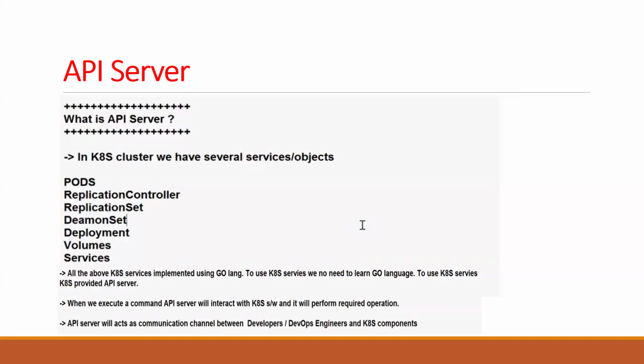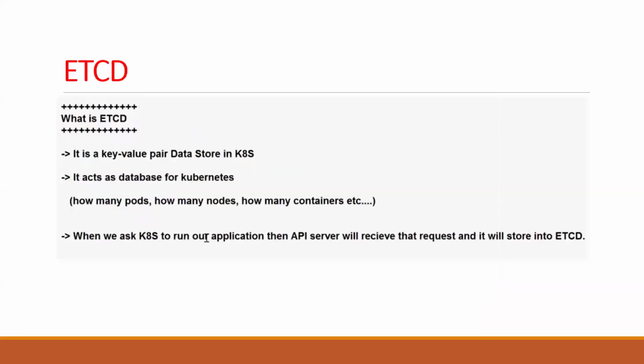When we execute a command against the API server, we interact with the Kubernetes software, something like kubectl apply -f. That is the command. We interact with the Kubernetes cluster software and it performs the required operation, whatever we mentioned in the manifest file. The API server takes care of that. The API server acts as a communication channel between developers, DevOps engineers, and Kubernetes components.